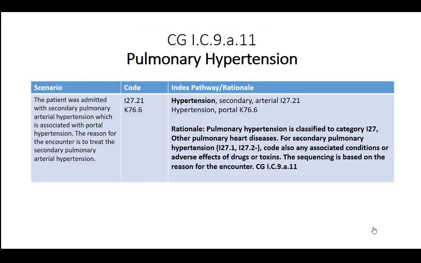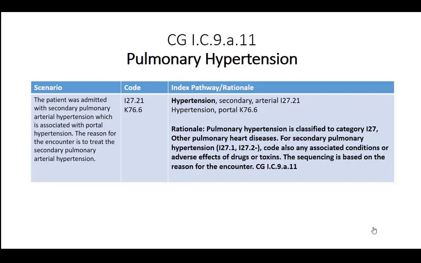This guideline has to do with pulmonary hypertension. In this case, the patient was admitted with secondary pulmonary arterial hypertension, which is associated with portal hypertension. And the reason for the encounter is to treat the secondary pulmonary arterial hypertension. Main term hypertension, secondary arterial, gives you the I-27 code following our guideline, and the portal hypertension K76.6.